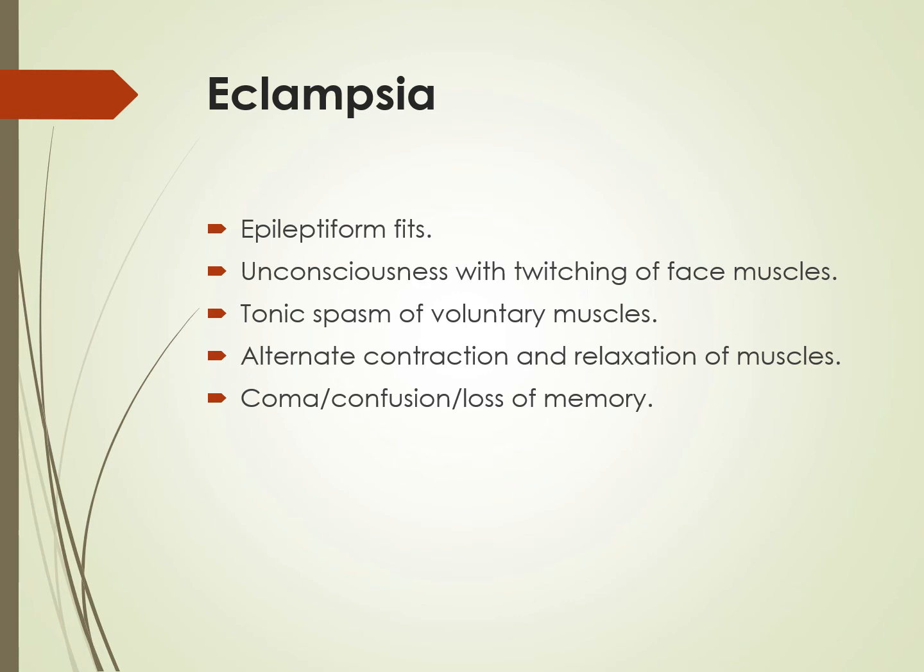So as we said, eclampsia is basically preeclampsia with convulsions. So in simple language, we can say that it is fits. Epileptiform fits. So there is unconsciousness, there is spasm of the muscles, there is contraction and relaxation of the muscles. It's all involuntary. Unknowingly, it's happening. And then there can be unconsciousness, there can be confusion, there can be coma, and also in certain cases, loss of memory. So it's tonic-clonic contractions. It is a spasm of the voluntary muscles. There is no control over the muscular activity, leading to fits, leading to convulsions.